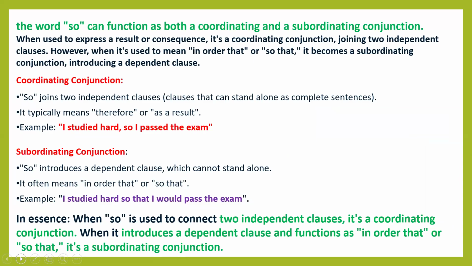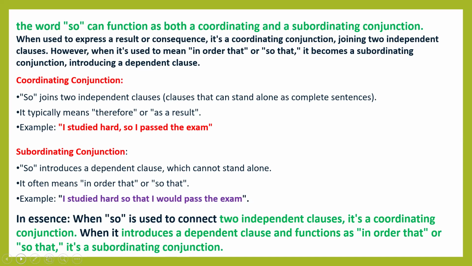The word so can function as both a coordinative and a subordinative conjunction. When used to express a result or consequence between two clauses, it is a coordinative conjunction joining two independent clauses. So when the result or consequence is coming, it is a coordinative conjunction.